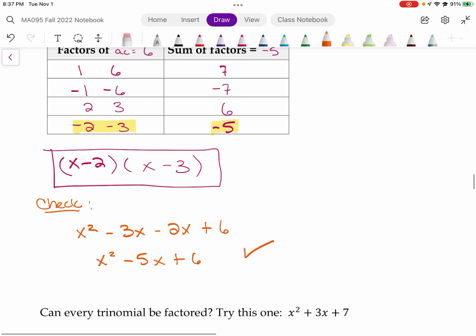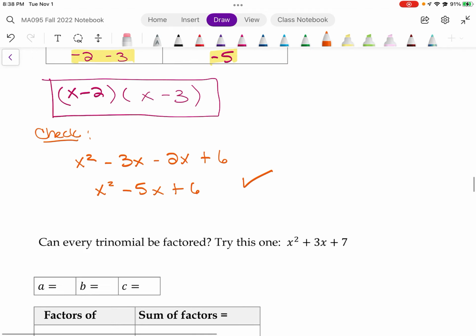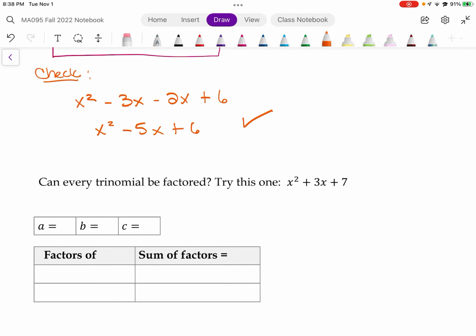All right, can every trinomial be factored? I forgot I did have one more. So let's look at this one. I don't know how I missed this, but it did not get in my notes here. I'm going to wing it with you. All right, A is 1, B is 3, C is 7.